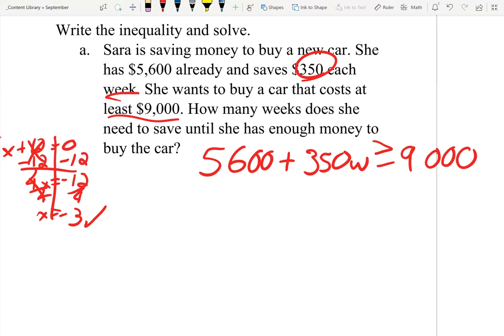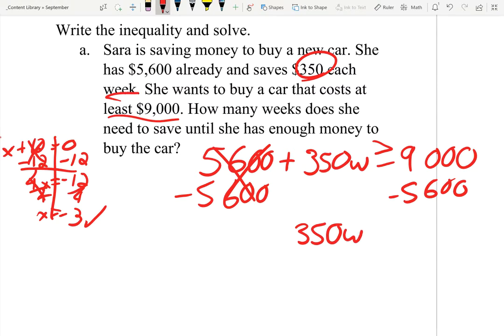So now you just solve this. The first thing I would do is subtract the 5,600. I'd have 350W less than or equal to 3,400. Now, this is very important what we're getting to here.